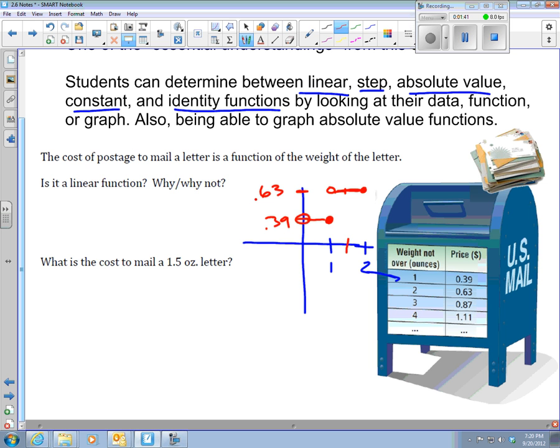Now you can see there's two pieces to this graph, this piece and this piece. This is not a linear equation or not a linear function because it's not a line. There's two different chunks of a line there, I guess you could say. What is the cost of a 1.5 ounce letter? Well, we just decided that 1.5 ounces is going to jump up here. It's going to be 63 cents.